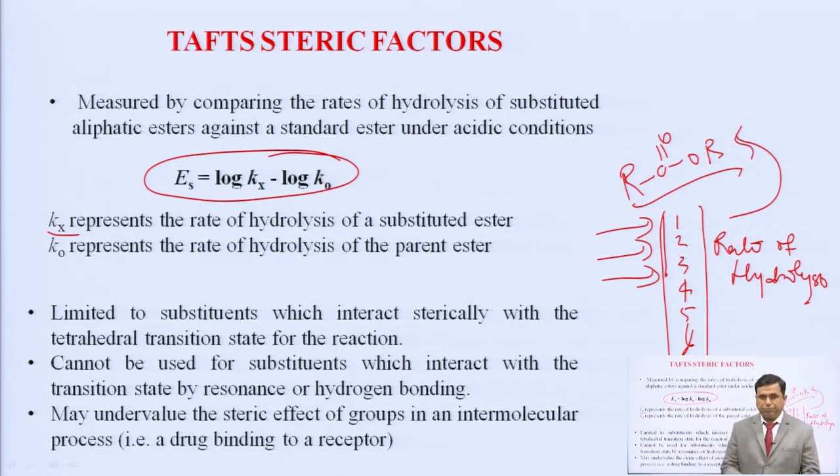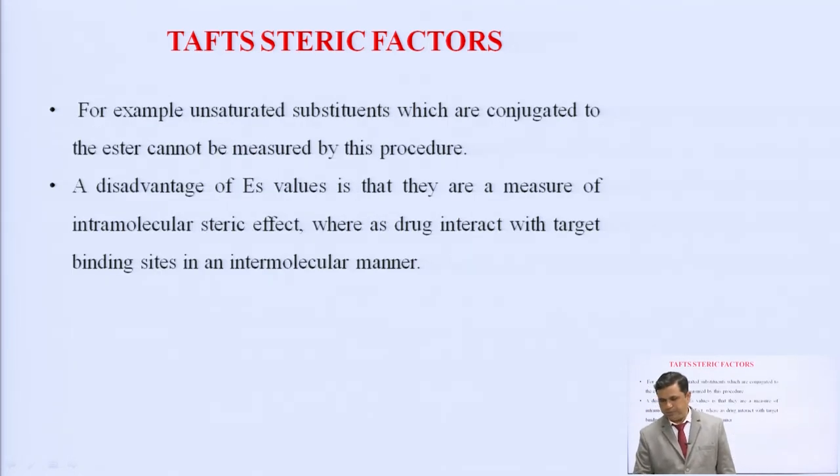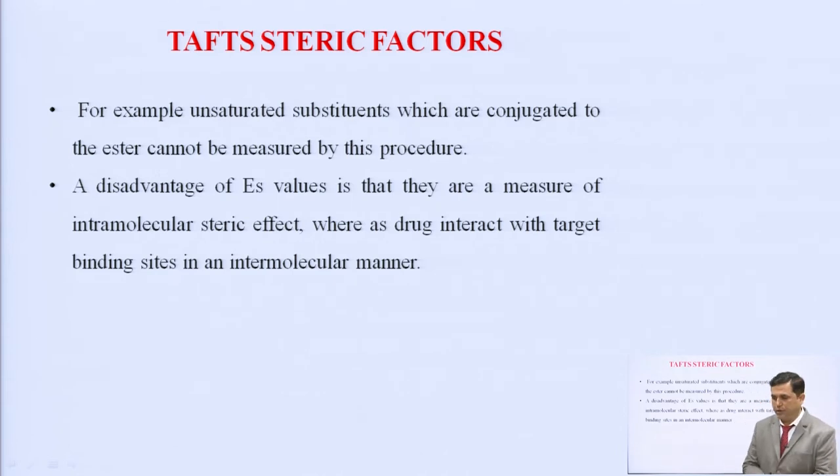So, here it is limited to the substituents which interact sterically with the tetrahedral transition state of the reaction, and we cannot use it for substituents which interact with the transition state by resonance or hydrogen bonding. It may also undervalue the steric effects of the group in the intermolecular process, that is, the drug binding to a receptor. So, here the Taft steric factor that we can observe, for example, the unsaturated substituents which are conjugated to the ester cannot be measured by this procedure.